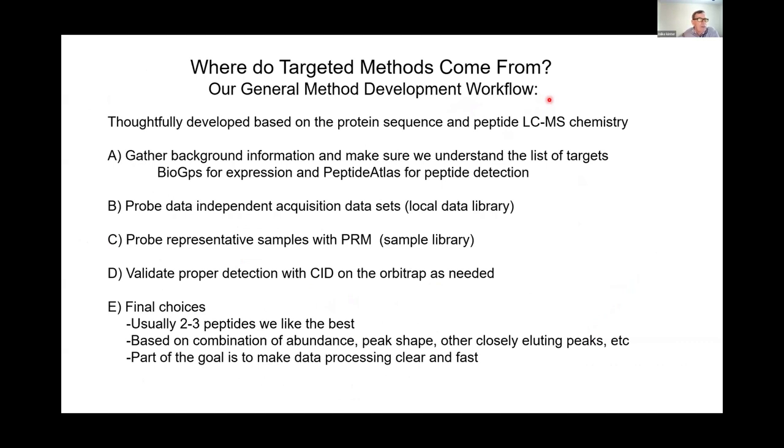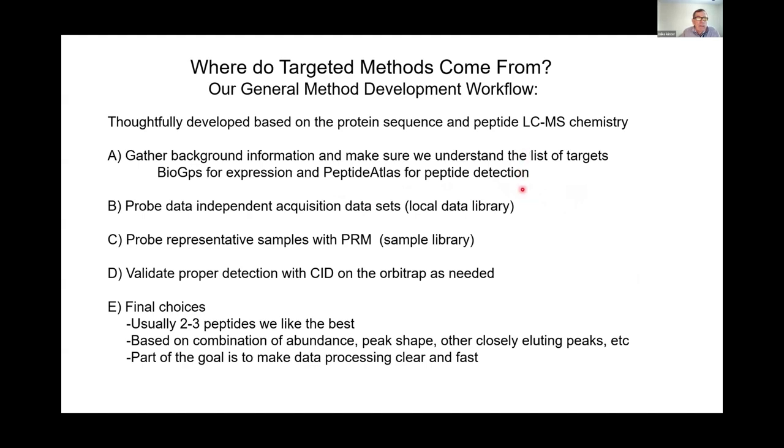So where do these methods come from? As I say, they're thoughtfully developed, and we spend a little time putting these together. They're based on the protein sequence and the LCMS characteristics. We have a series of steps that we go through, starting with gathering background information. There can be a little bit of communication problems: you may call your protein alpha ketoglutarate dehydrogenase, and I look it up and say, well, that's made of 3 different subunits. Do you want to measure them all?